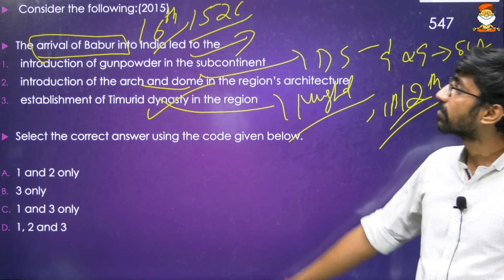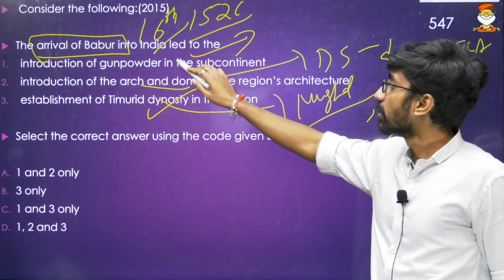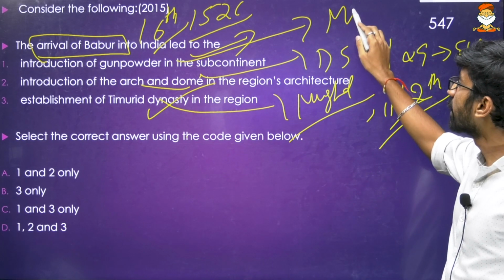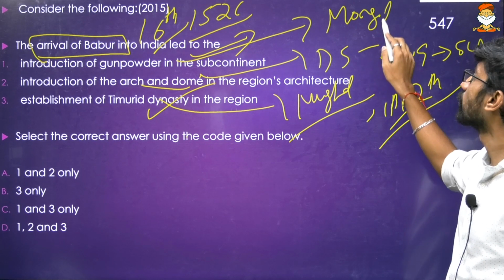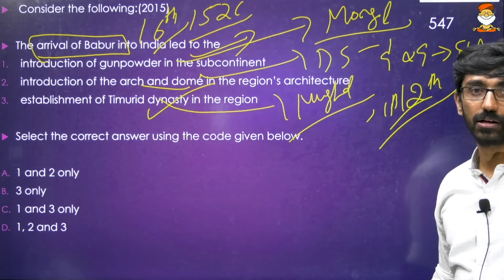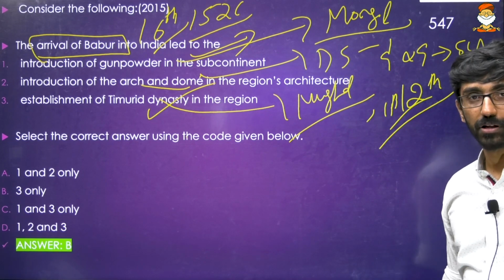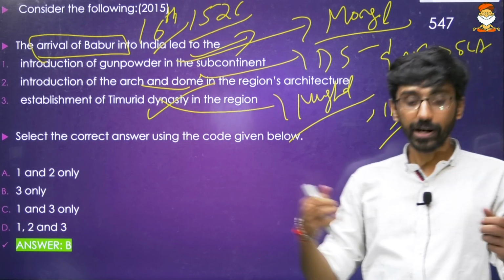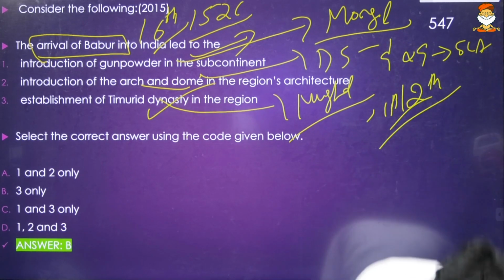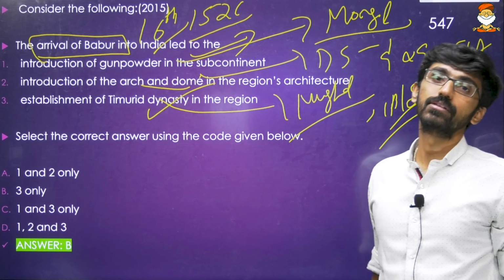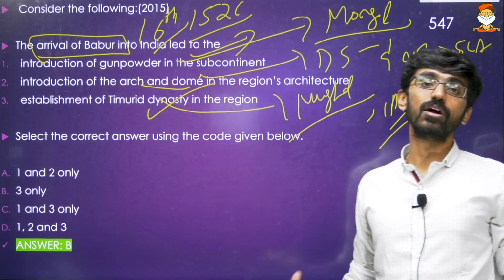Okay, but this was gunpowder. It came to India in the 13th century itself only. 13th, 14th century only. Mongols had already brought this gunpowder into India. Answer is B, because Babur brought a new kind of guns. Bigger guns, artillery guns he brought.